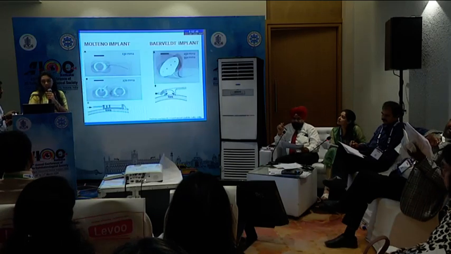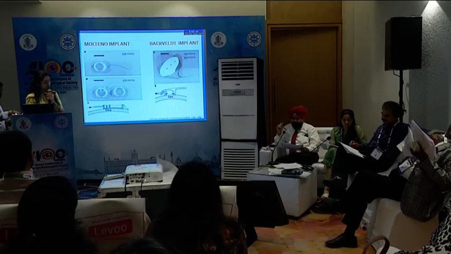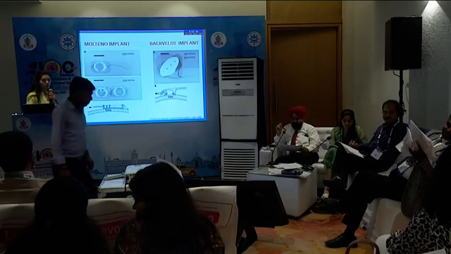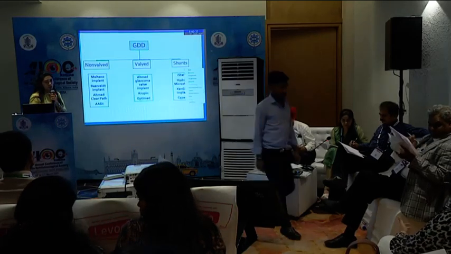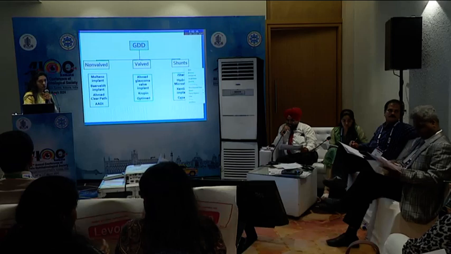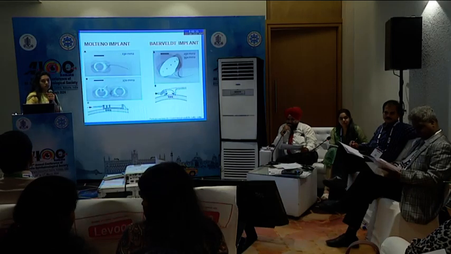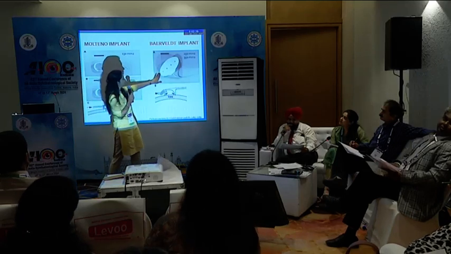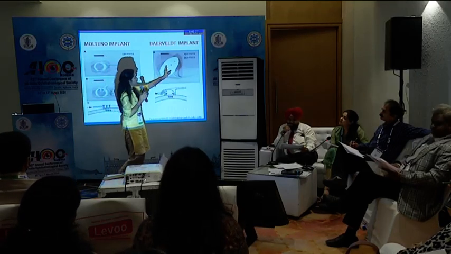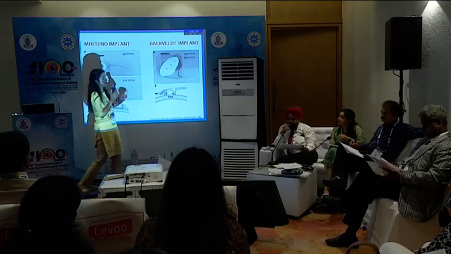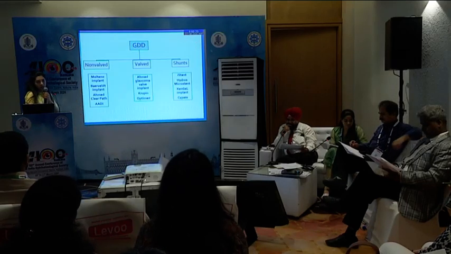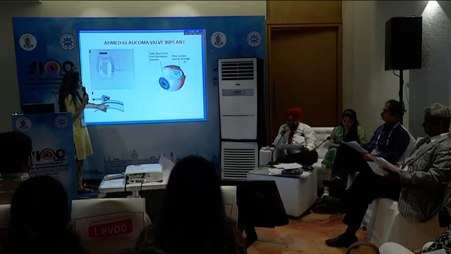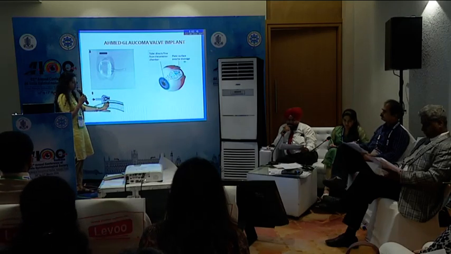So now coming to GDD, it can be valved, non-valved or shunts, but today I will be discussing valved and non-valved devices. Among the non-valved are the Molteno, Baerveldt, and Ahmed, and among the valved the most popular is the Ahmed glaucoma valve. This is the Molteno implant, single plate and dual plate, and this is the Baerveldt implant, which is a single plate, fenestrated, and comes in two sizes, 250 and 350 millimeters square. And this is the Ahmed glaucoma valve, which has a tube and a plate, and this is the valve, and it acts on the principle of Venturi.